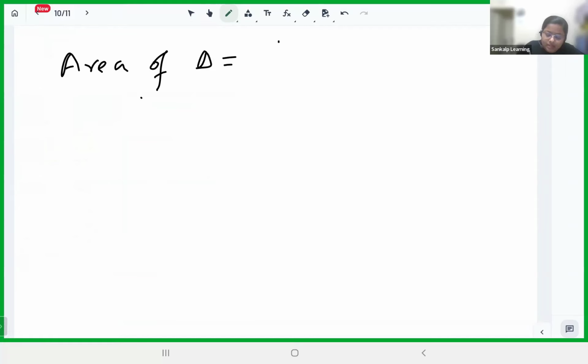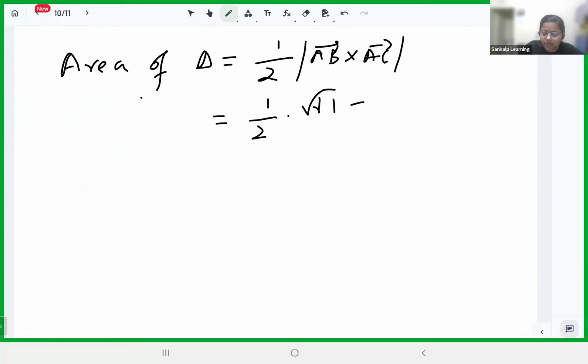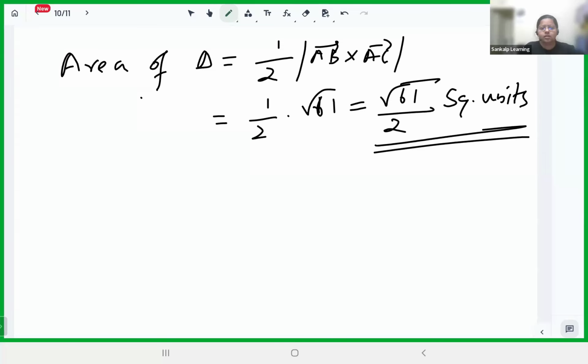Area of a triangle is just half of that of the parallelogram, right? AB cross AC. So that is equal to half of root 61, which means root 61 divided by 2 square units. Since it's an area, we need square units, right? So root 61 by 2 square units. All right. Now we are moving on to our next question.